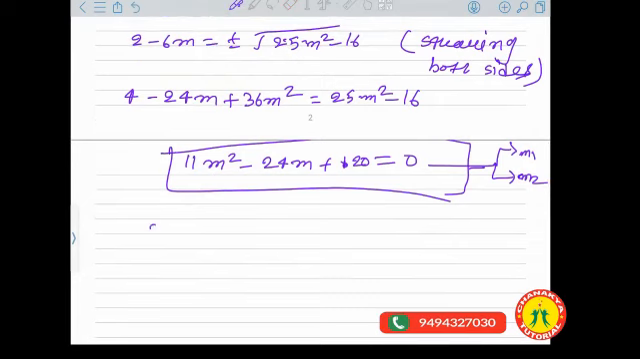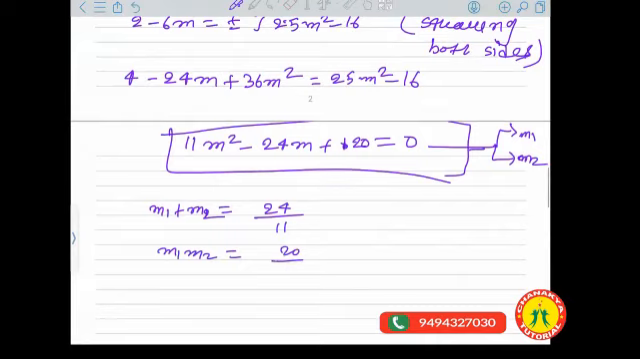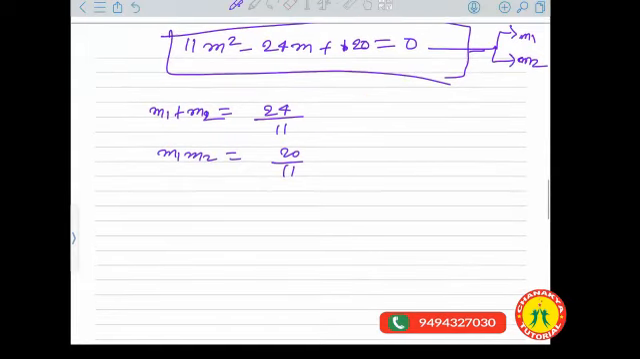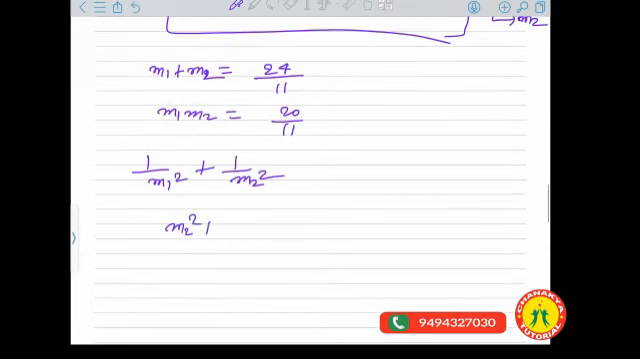So now we can apply sum of roots. m1 plus m2 is equal to minus b by a, it means 24 by 11. m1 m2 is equal to c by a, that is 20 by 11. So now we need to find 1 by m1² plus 1 by m2², right? So it means (m2² plus m1²) upon (m1 m2)².